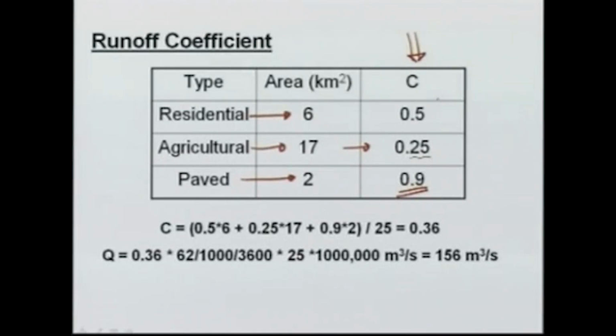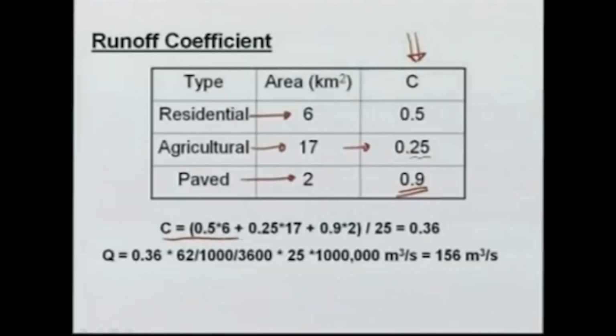Now, we have to find a mean value of C for the entire catchment. So, we can give a weight which corresponds to the area which is occupied by the corresponding land use, and therefore, we can write a weighted mean of C as 0.5 for residential area, 6 area occupied by residential, 0.25 again C for agricultural area, paved C and paved area, divided by total area of the catchment, which is 25 kilometer square. So, we get a weighted value of C as 0.36, and now we can obtain the value of Q.